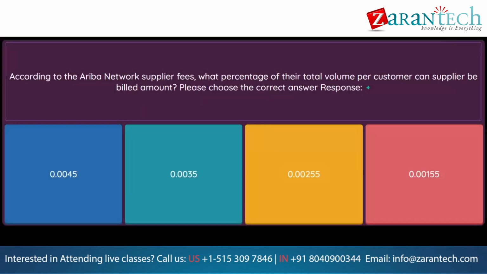Question, according to the Ariba Network supplier fees, what percentage of their total volume per customer can a supplier be billed? Please choose the correct answer. Response. Option 1, 0.0045. Option 2, 0.0035. Option 3, 0.00255. Option 4, 0.00155.